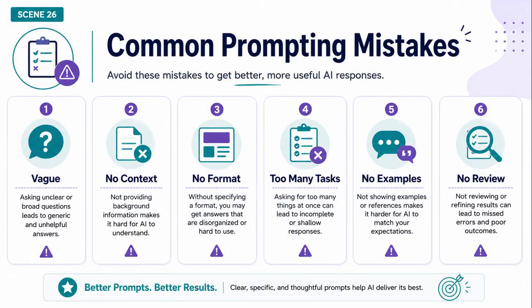Now let's look at common prompting mistakes. Mistake 1, asking vague questions. Mistake 2, giving no context. Mistake 3, not specifying the format. Mistake 4, asking for too many outputs in one confusing prompt. Mistake 5, accepting the first answer without checking. Mistake 6, not giving examples. Mistake 7, using AI output without review.